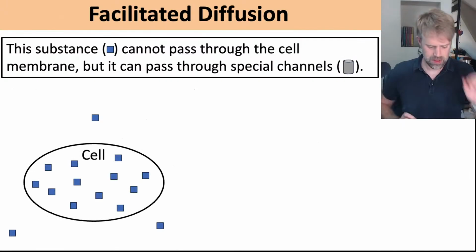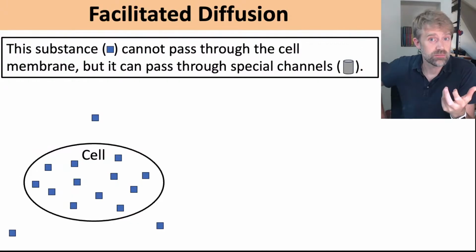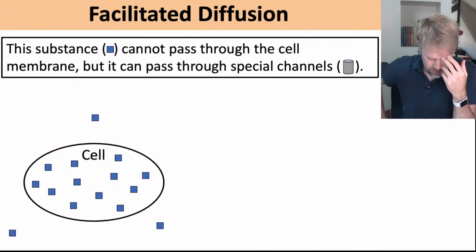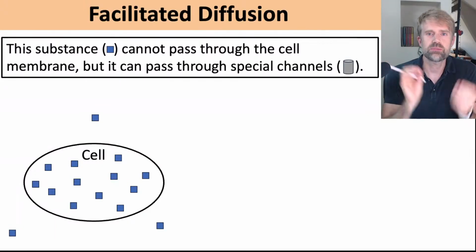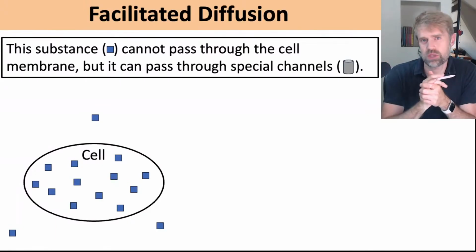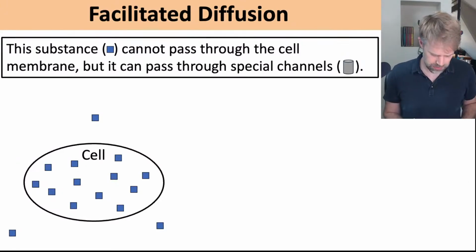Now, the next thing we're going to talk about is called facilitated diffusion. Facilitated diffusion is a little bit of a special version of diffusion. And facilitated diffusion is what we get when something can't pass through the cell membrane, but it can pass through special little channels or tunnels instead. So look at the example that we have here. We have these blue squares.